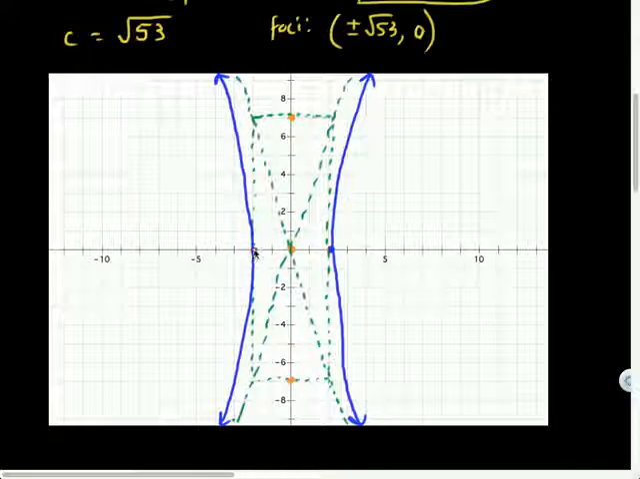The foci would have been, what, C units away? So what was that? Yeah, it was 7 something. So the foci are all the way over here. Yeah, we should know where the foci are.